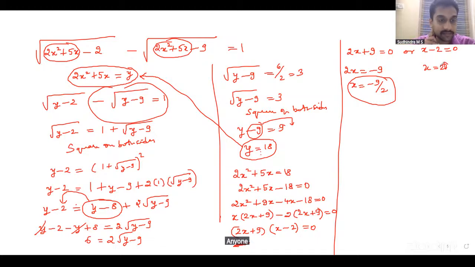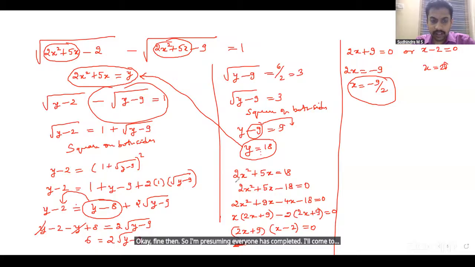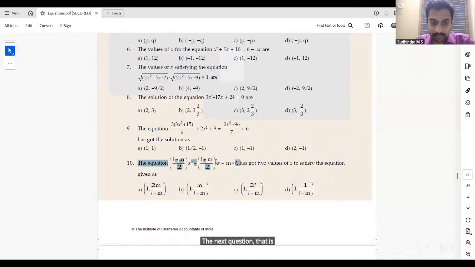Anyone writing this? No one writing? Everyone completed? Okay, fine then. So I'm presuming everyone has completed. I'll come to the next question, that is question number 10. One more interesting question. L minus m by 2 into x square, L plus m by 2 into x plus m equals 0.